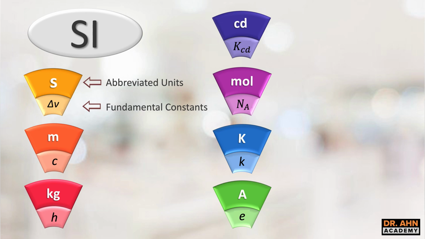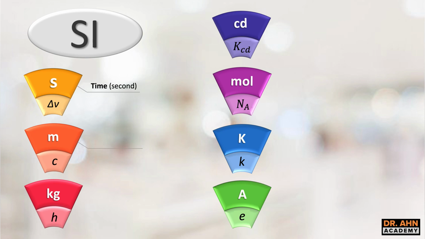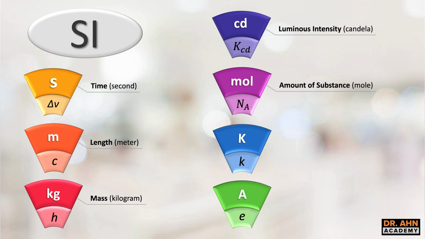These 7 base units are time in seconds, length in meters, mass in kilograms, light intensity or luminous intensity in candelas, the amount of substance in moles, temperature in kelvins, and finally electric current in amperes.